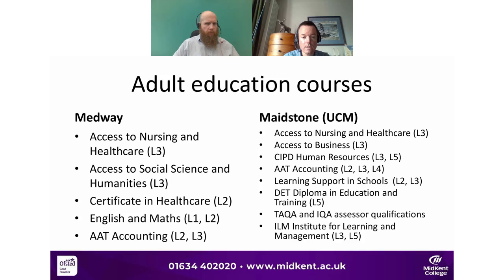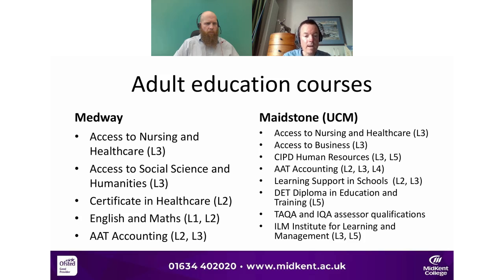Then at Maidstone, we have access to nursing and healthcare. Access to business for the first time this year is likely to happen. CIPD human resources level 5, level 3. AAT accounting level 2, level 3 and level 4. If you want to become a teaching assistant in schools, then we have a program for that, a level 2 and level 3. We have a DET, Diploma in Education and Training, level 5, TAQA and IQA assessor qualifications, and ILM, Institute of Leadership and Management, level 3 and level 5.